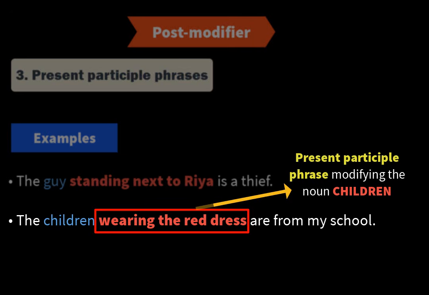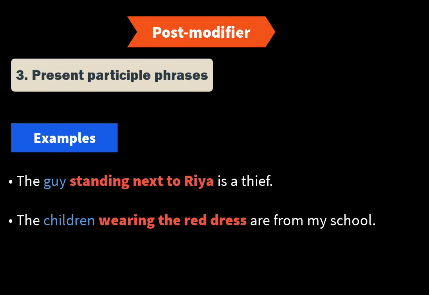Which children am I talking about? Children who are wearing the red dress. So, that's how a present participle phrase works as a post modifier. A present participle can also come before the noun it modifies and can also come after the noun it modifies.